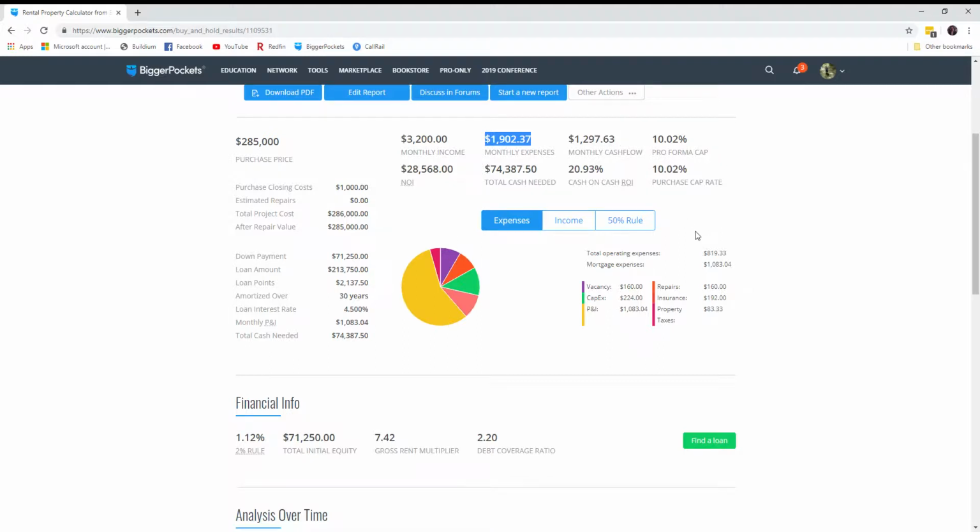If you scroll down to here, you can see that I put numbers in for vacancy, right? We put in 5% for vacancy, 5% for repairs, and 7% for the CapEx. So these are all included in your monthly expenses. So it's saying every month it's going to cost me $160 for repairs, $224 for CapEx, and $160 for vacancy. Now, how you save that money on the side for when those issues occur is on you. Everybody's going to do that differently.